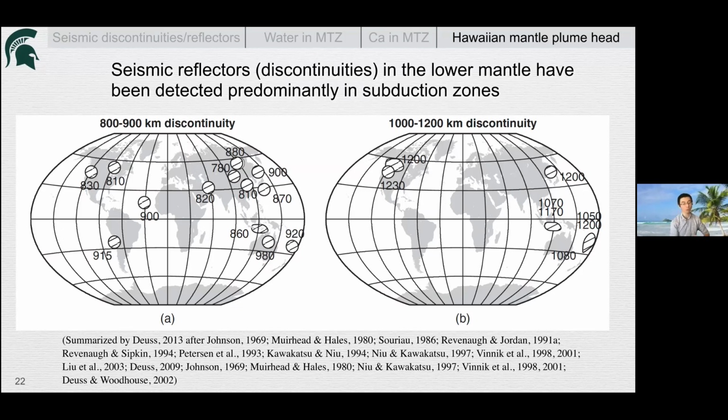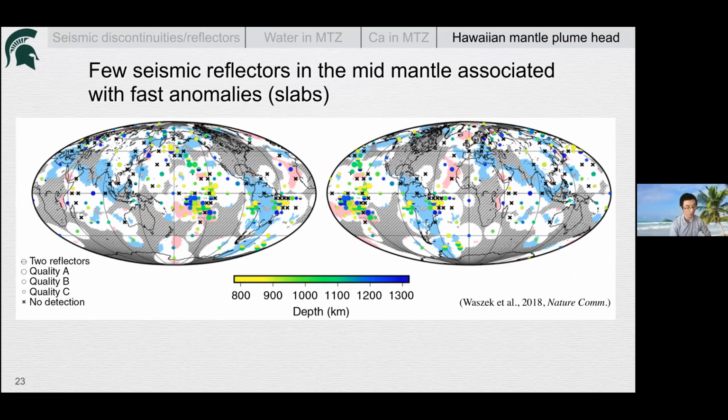However, a more recent study, published 2 years ago, reaches almost the opposite conclusion. On these two maps, the colored dots indicate the detection of seismic reflectors at varying depths. They found that there are fewer seismic reflectors in the mid-mantle associated with slabs. I don't think I can tell which one is better, which one is reflecting the truth.